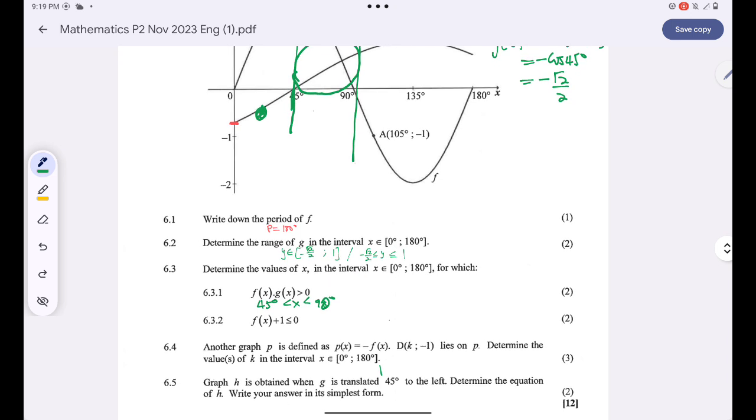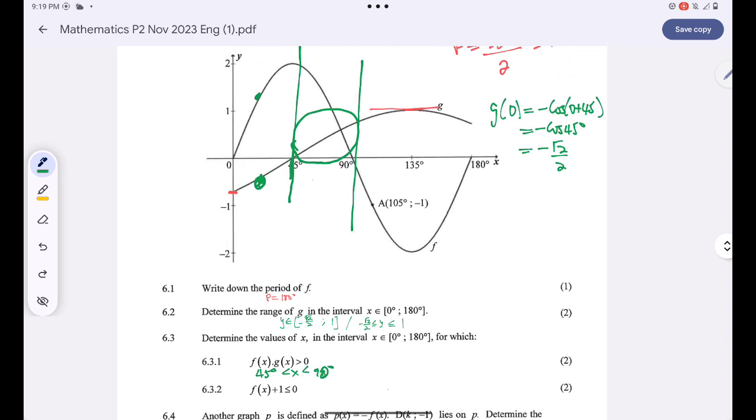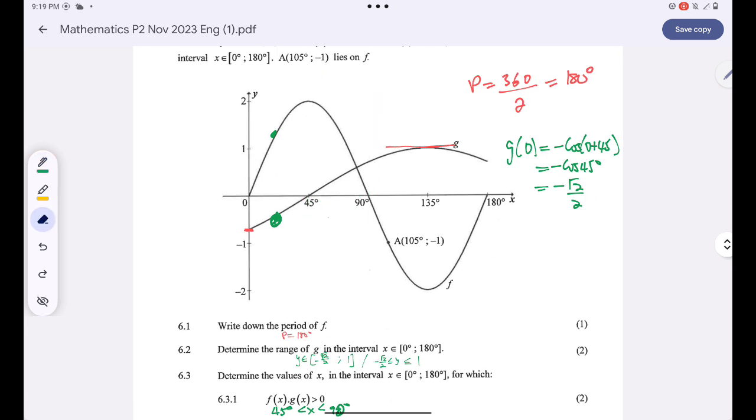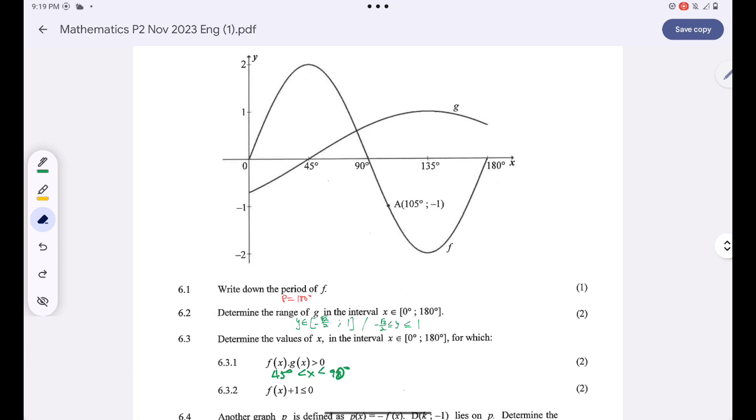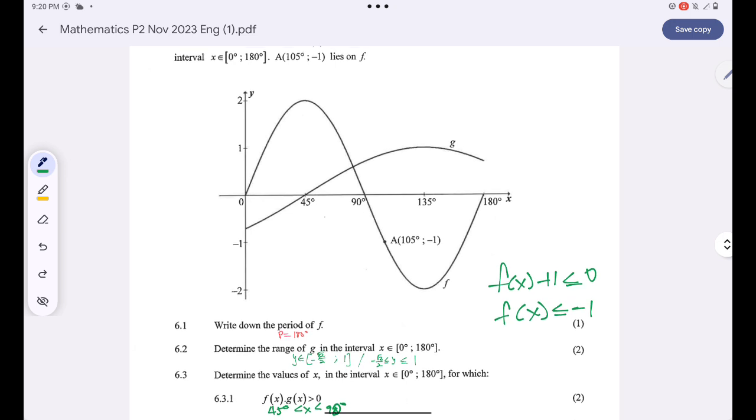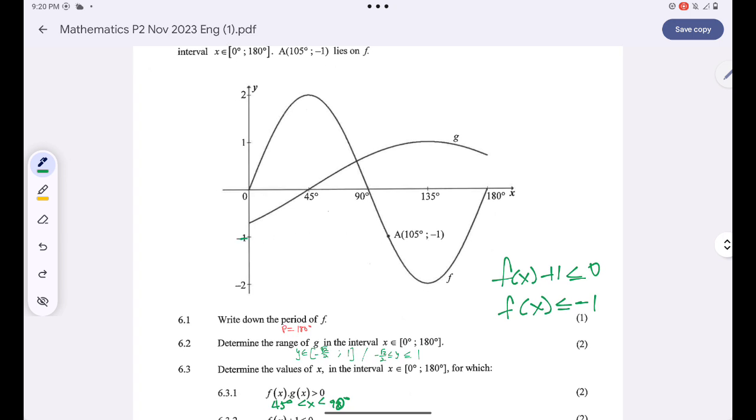Okay, and then secondly, they want us to find the values of x for which f of x plus 1 is less than or equal to 0. So I just want the values of f of x whereby f of x is just less or equal to negative 1. I can see that negative 1 is somewhere there, and my graph is below negative 1 only here. Are you together?